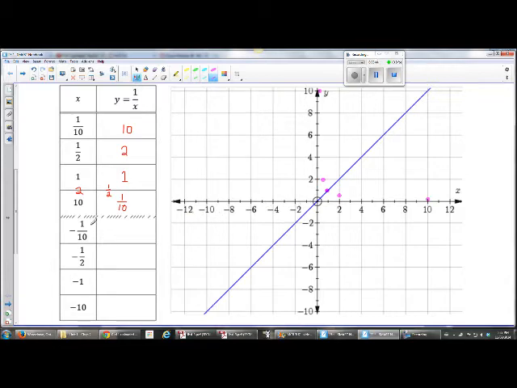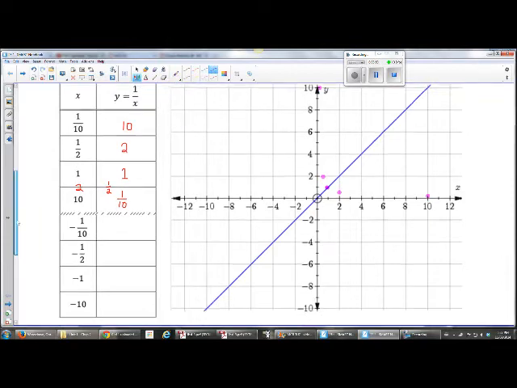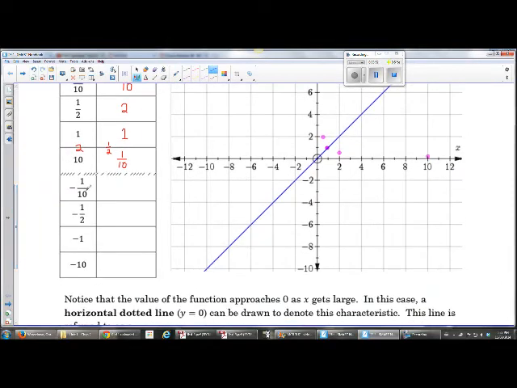Okay, so now I'm going to go on to the bottom part, the negative section. So when x equals negative 1/10, y equals negative 10. When x equals negative a half, y is negative 2. When x equals negative 1, y is negative 1. And when x is negative 10, y is negative 1 over 10. And again, I'm going to sneak in here when x is negative 2, y would be negative 1 over 2.